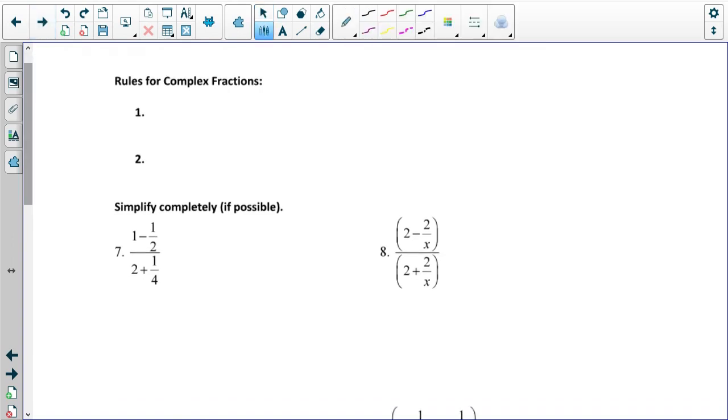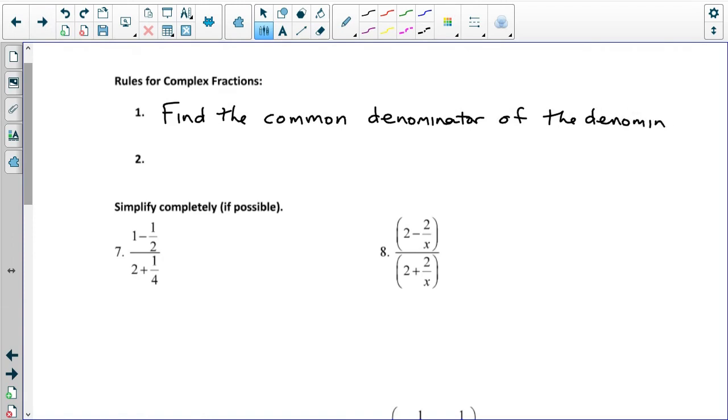Complex fractions have two rules. Basically, what you want to do is find the common denominator of the denominators, and then after you do that, multiply through by that common denominator. And then once you multiply through by the common denominator, you want to cancel as much as possible.